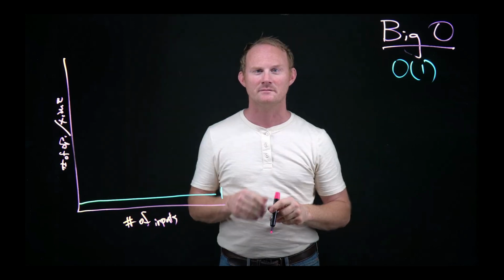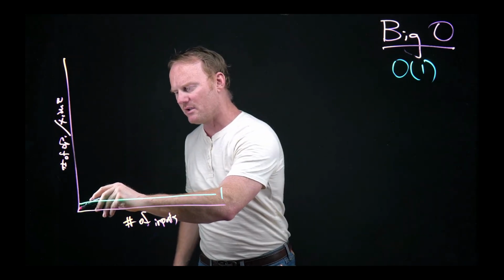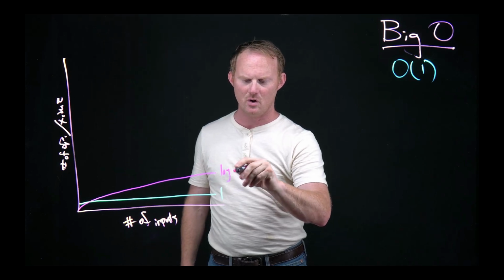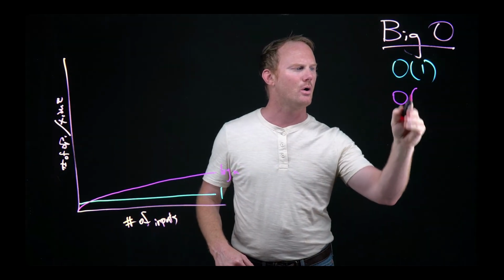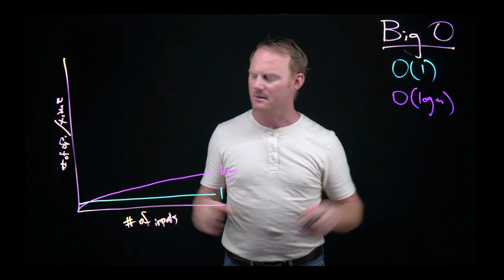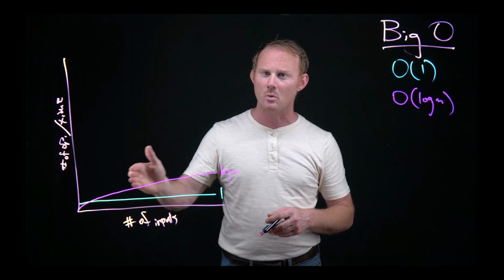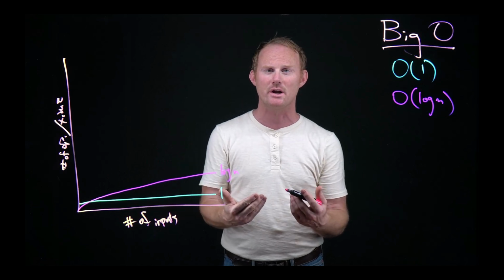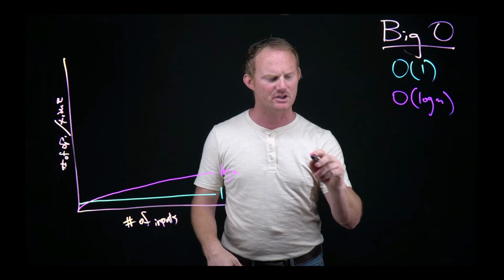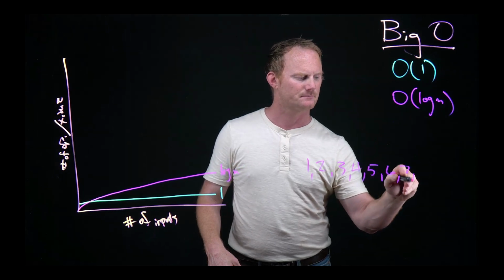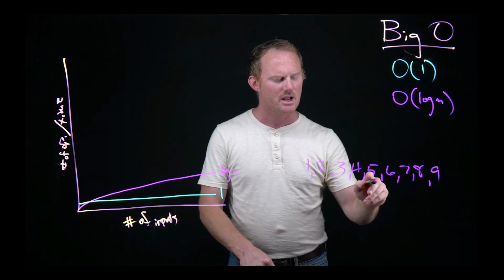Let me clean this up quick. Our next one is not going to be quite drawn to scale, but this is going to be a log n. And so big O of log n. This increases with a very subtle curve. So as we get more and more inputs, it gets bigger, slower, and slower. And the way to think about this one is if we had the numbers 1 through 8, actually I'm going to go out to 9.